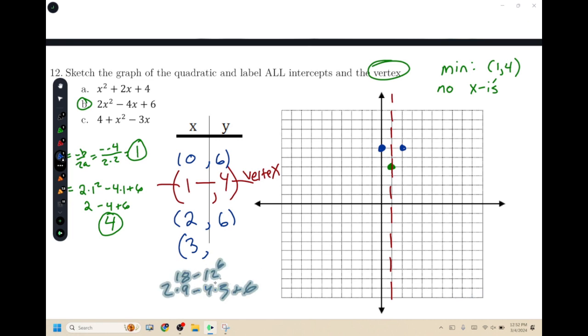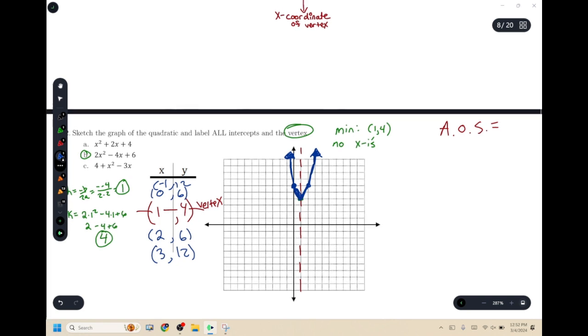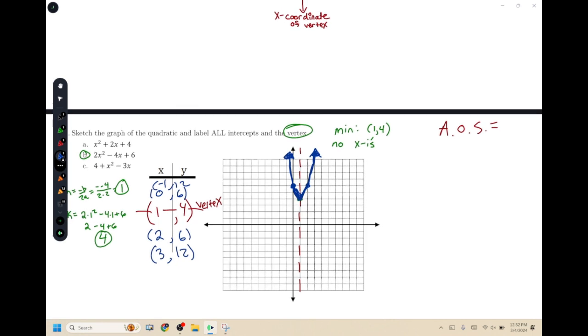Good job, mathletes. So that's off the graph. We were going to say 3 comma 12. Also negative 1 comma 12. I think we're good to go. Oh, maybe we didn't label the y-intercept, and we probably should have. Well, what was the y-intercept here? 0 comma 6?